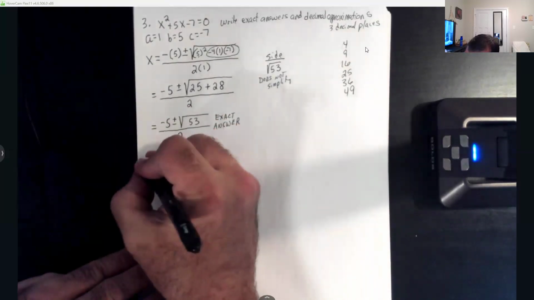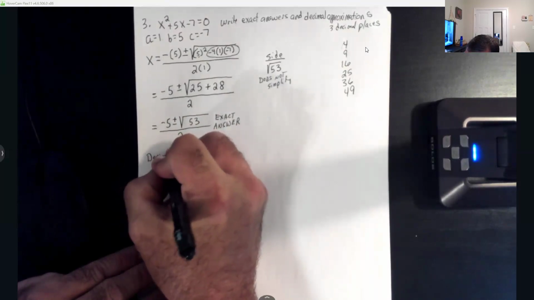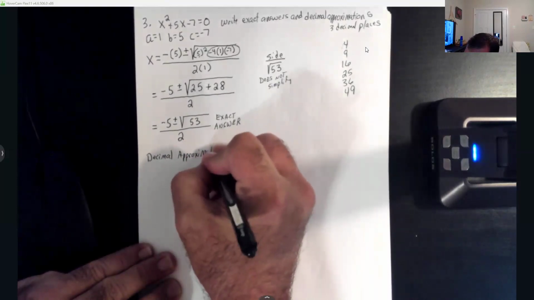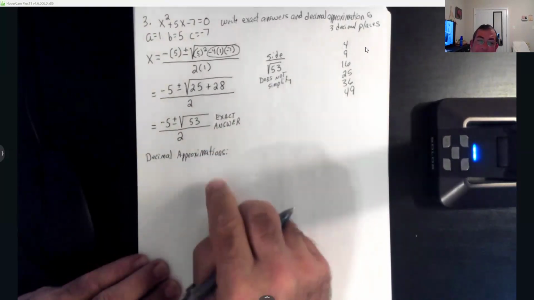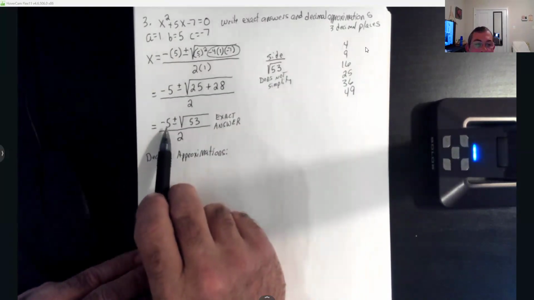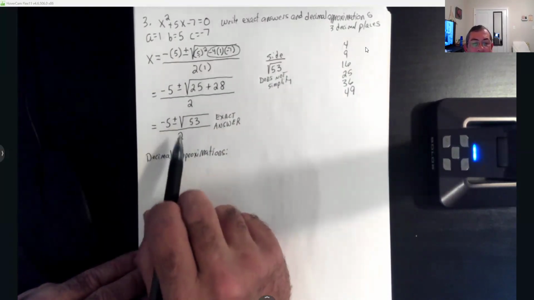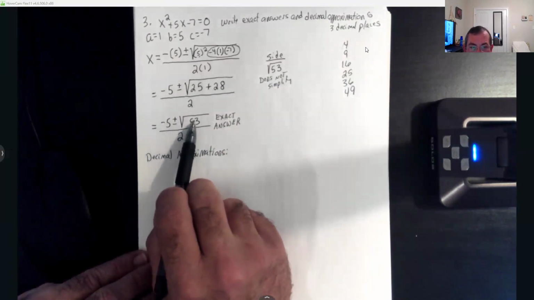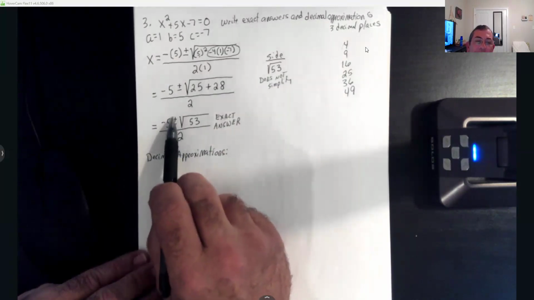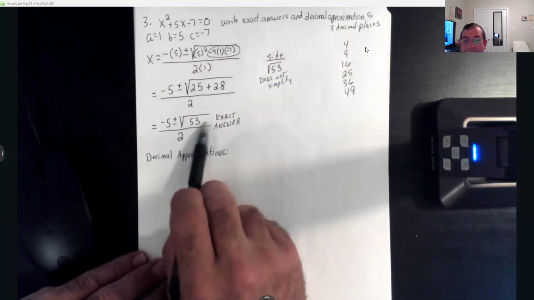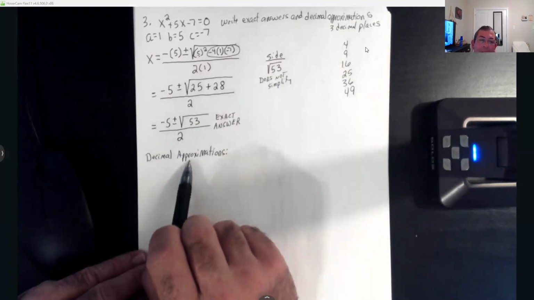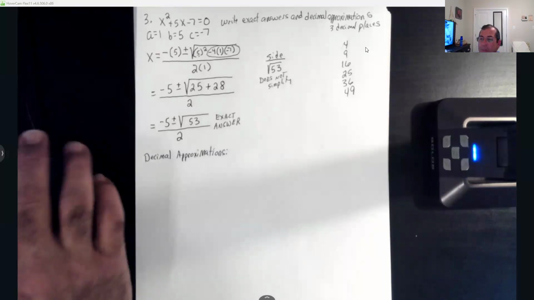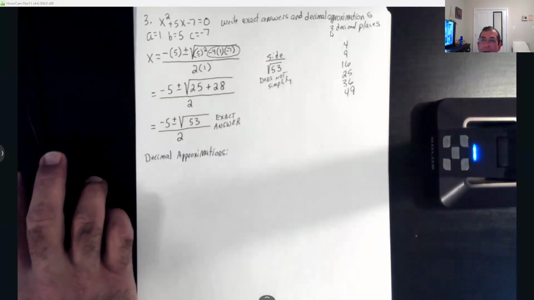Now, to get the decimal approximations, we're going to have to use our calculator. So this is like -5 plus square root of 53 over 2. And it's like a -5 minus square root of 53 over 2. But MATLAB will let you use the plus or minus instead of having to write this thing twice. Now, for the decimals, we actually got to punch this in the calculator twice. So y'all, let's go to the calculator and I'll show you how I would put that in.